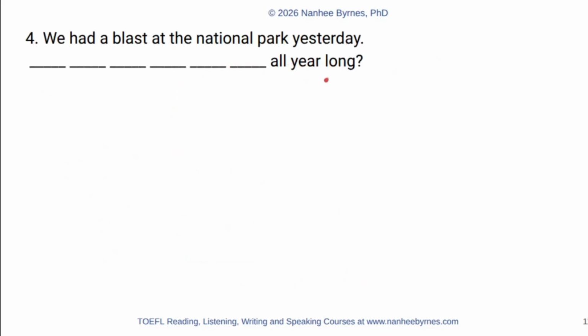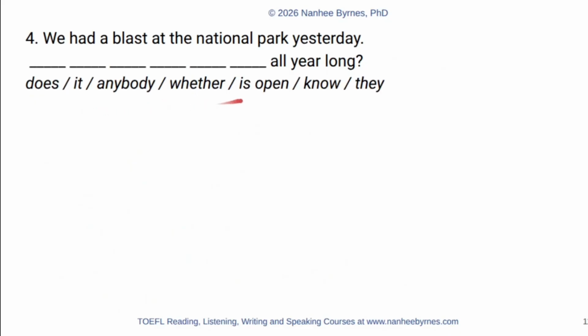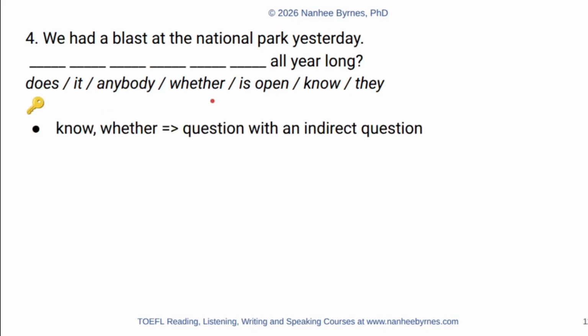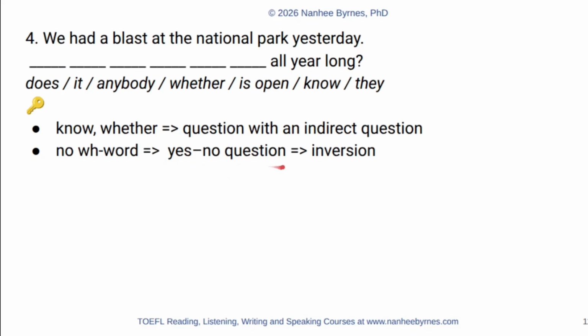4. We had a blast at the national park yesterday. First, notice the question mark and the words "no" and "whether" signal that the sentence is a question containing an indirect question. Since there is no WH word, this is a yes-no question, which requires inversion, beginning with the auxiliary verb. Based on meaning, the sentence should begin with "does." "Does" requires a third-person singular subject, and "anybody" is the only suitable candidate. So the sentence must begin with, "Does anybody know whether?"